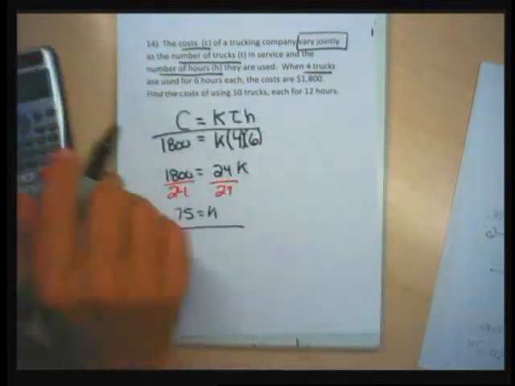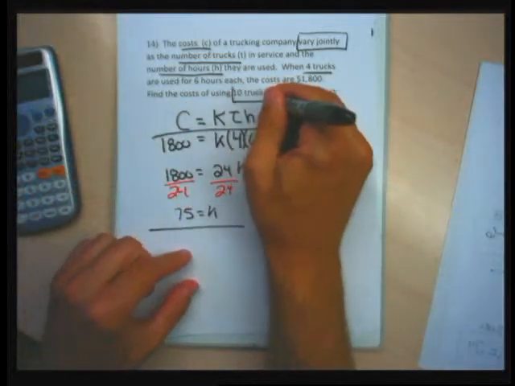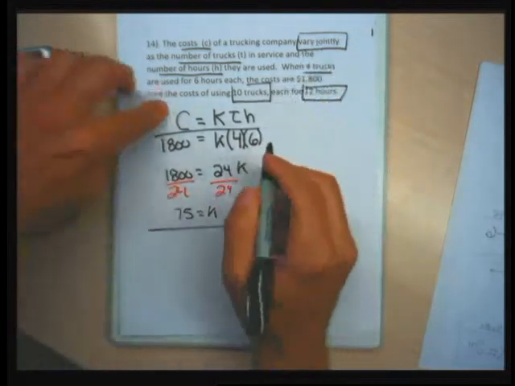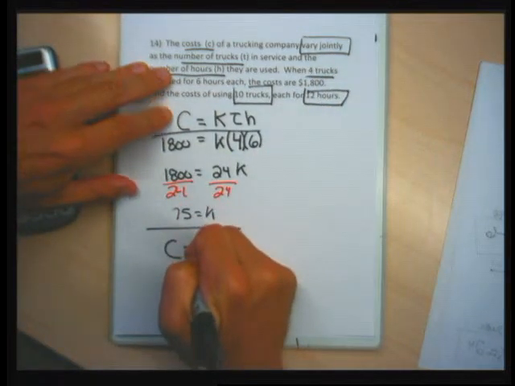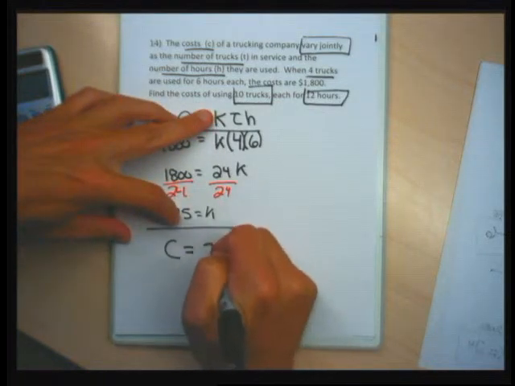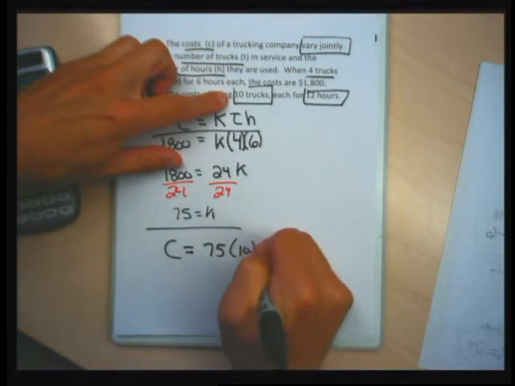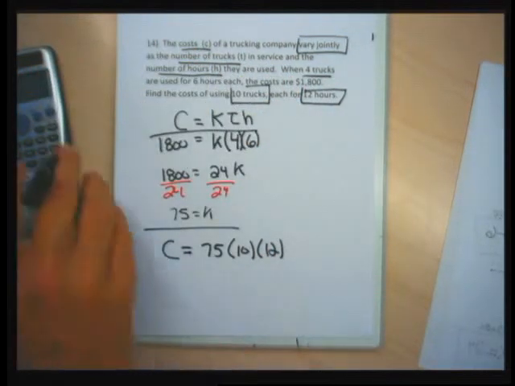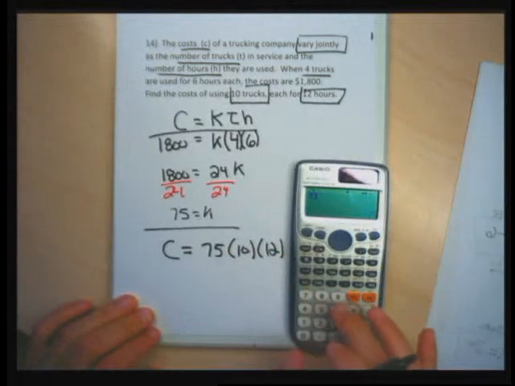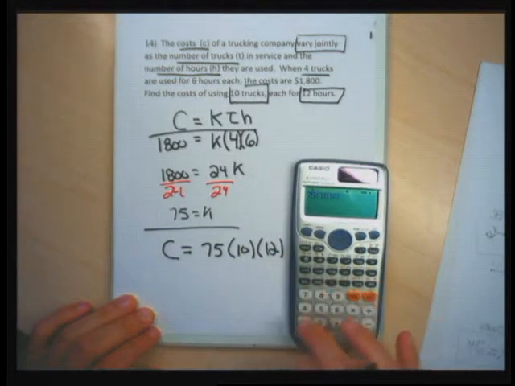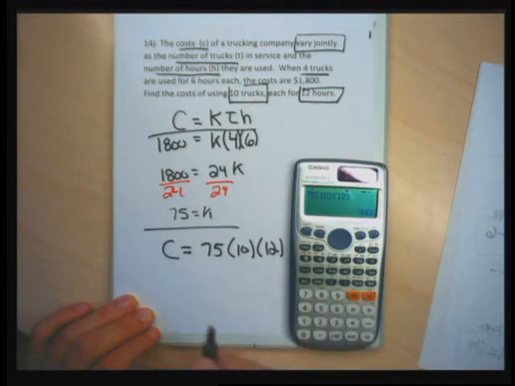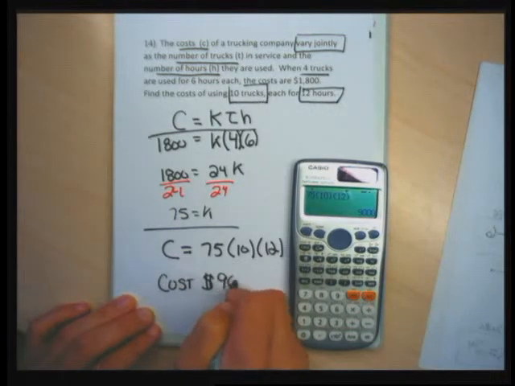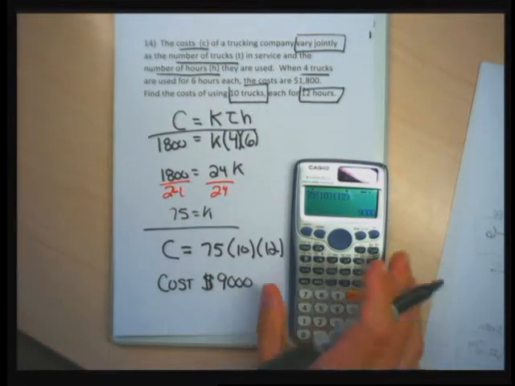Now I'm going to go to the third sentence. Find the costs of using 10 trucks for 12 hours each. So I'm going to use my formula, finding the cost. In for k, I'm going to plug 75. In for trucks, I'm going to plug in 10. In for hours, I'm going to plug 12. And I'm just going to use my calculator and go 75 times 10 times 12 and get $9,000. So my cost, which is the C, is going to be $9,000 to use 10 trucks for 12 hours.